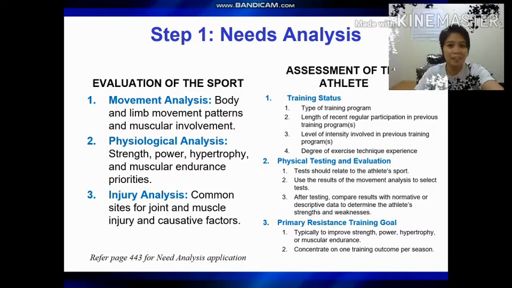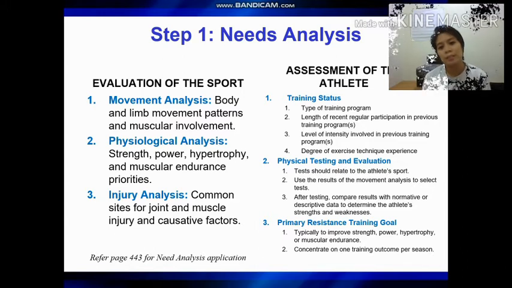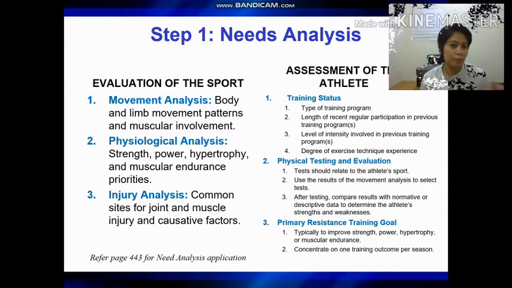Second one in the need analysis: assess the athletes. First, you evaluate the sport. Second thing, you assess the athletes. Assessing the athletes to be coached by you in terms of conditioning consists of 3 parts. The first one, you should know their training status. Training status means, have they ever been in any conditioning program before meeting you? Have they done this before?